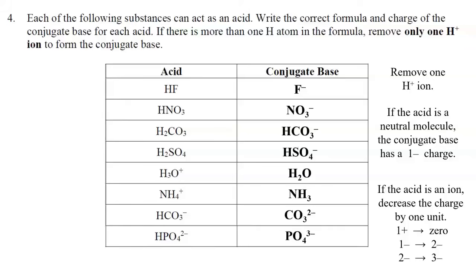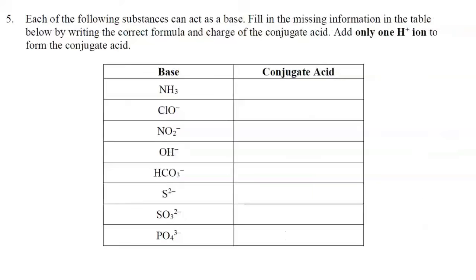Okay, now we're going to switch it around. So instead of removing an H+ ion, now we are going to add an H+ ion. This is question 5. Each of the following substances can act as a base. Fill in the missing information in the table below by writing the correct formula and charge of the conjugate acid. Add only one H+ ion to form the conjugate acid.